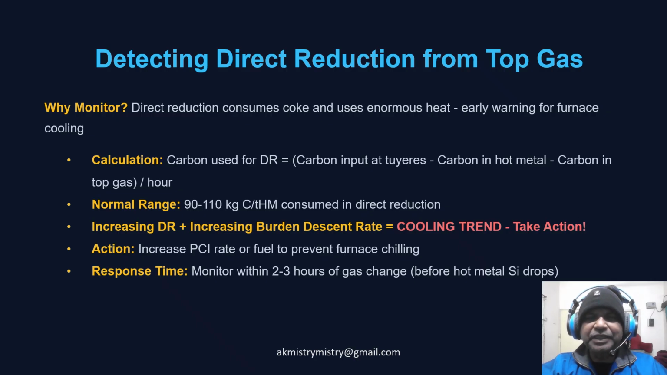If direct reduction increases together with an increasing burden descent rate, that is a clear sign of a cooling trend that requires action. In such cases, the operator should increase PCI or other fuel appropriately to avoid furnace chilling, and remember the response in hot metal silicon.